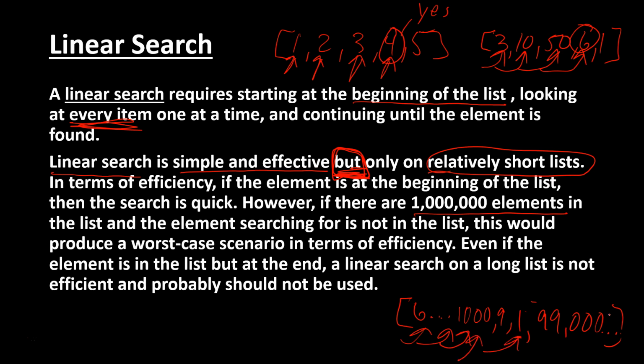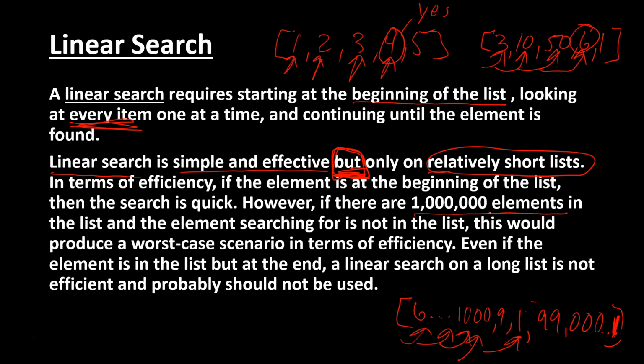But think about if the number 1 was the very last element in the list. It could potentially take a really long time to go through every single element individually, one by one, until you actually get to that 1. So when you have a really long list or a really big array, a linear search is probably not the best.